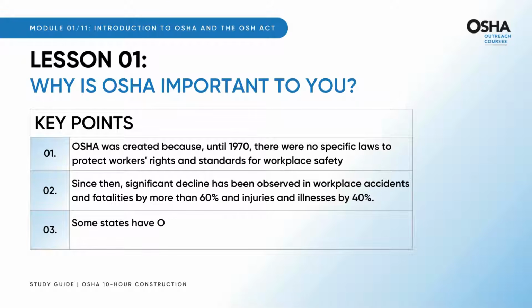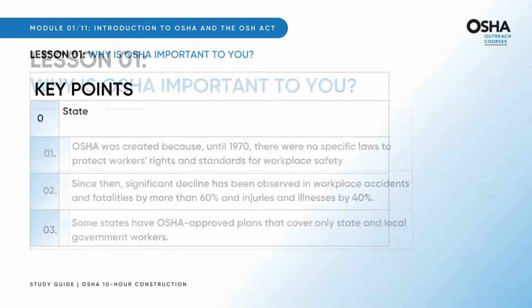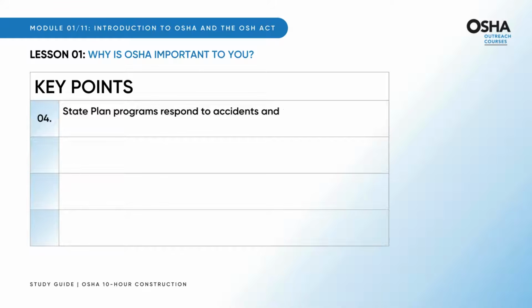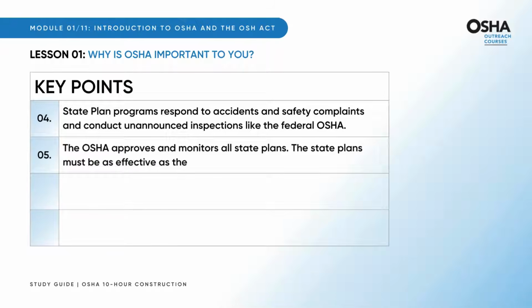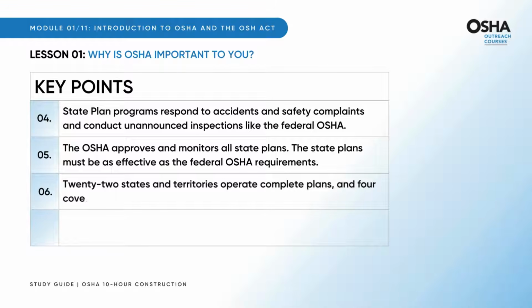Some states have OSHA-approved state plans that cover only state-specific standards and local government workers. State plan programs respond to accidents and safety complaints and conduct unannounced inspections like the federal OSHA. The OSHA approves and monitors all state plans. The state plans must be as effective as the federal OSHA requirements. 22 states and territories operate complete plans, and 4 cover only the public sector.